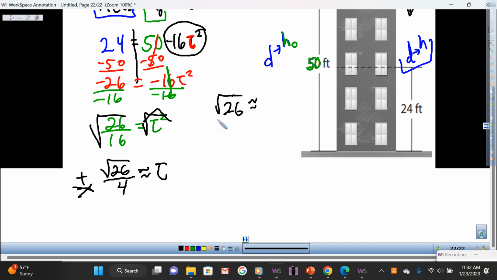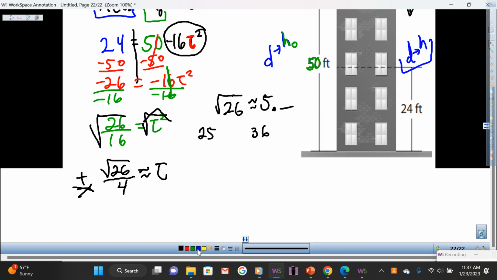Between what two numbers is 26 found? 25 and 36. That is correct, between those two. That means if I take the square root of 25, this is going to be approximately 5 point something.